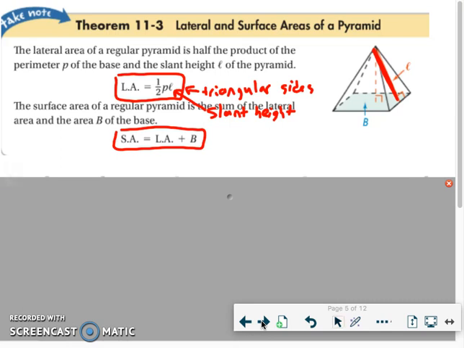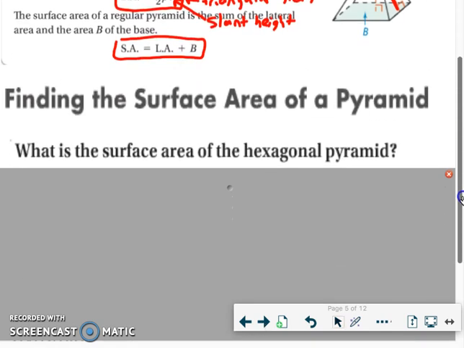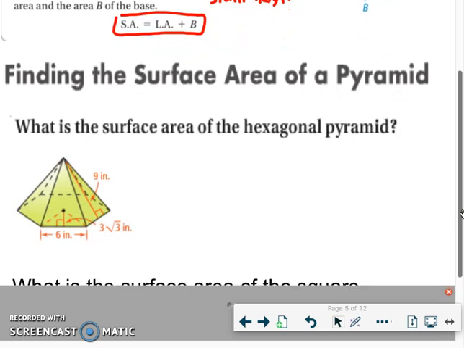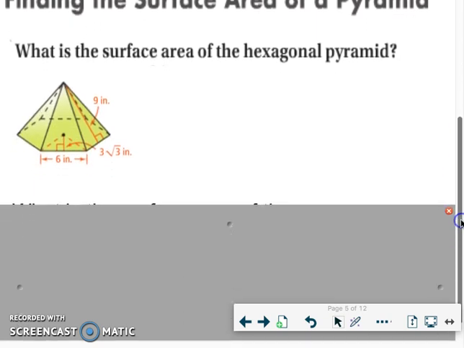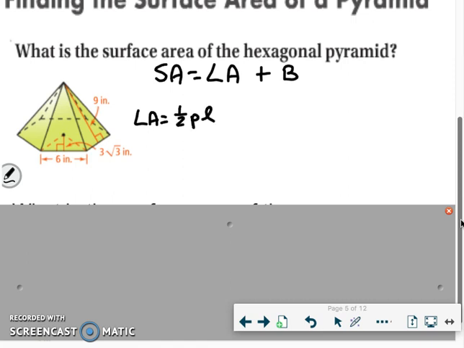So let's try a couple. We're going to find the surface area of a pyramid. This first one's a little tough because it's a hexagon, so we have to remember the formula for capital B, or big B, which we'll talk about in a second. What we have here for surface area is the total lateral area plus the area of the only base that we have, which is capital B. To find the lateral area, we do 1/2 the perimeter times the slant height. And to find the capital B, we'll get back to that in a second.